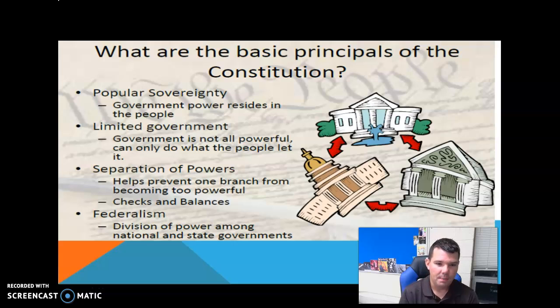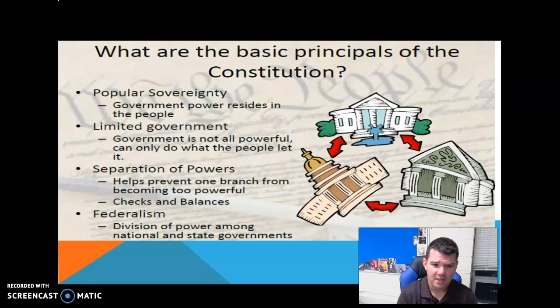Then you have the idea of separation of powers. Again, under the Articles, you only had one branch of government. But under this new Constitution, we're going to have three separate branches, the executive, legislative, judicial, and they're all going to be equal. Not one branch is going to be more powerful than the other. So that's going to be spelled out throughout the Constitution.